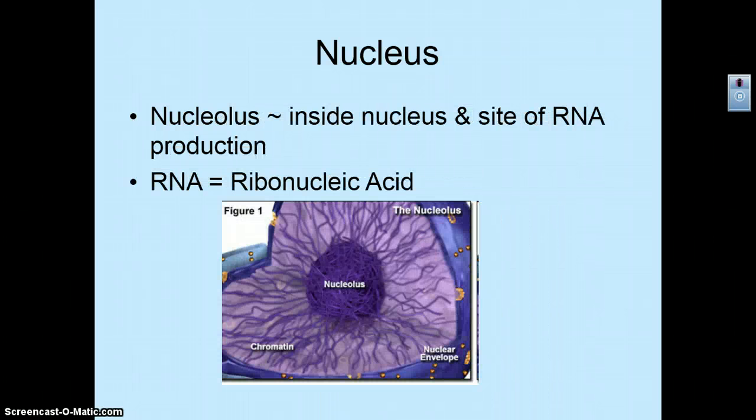The nucleus itself contains a nucleolus, and some cells have more than one nucleoli inside of them, and this is the site of RNA production, and RNA is the ribonucleic acid that's responsible for helping to make protein.